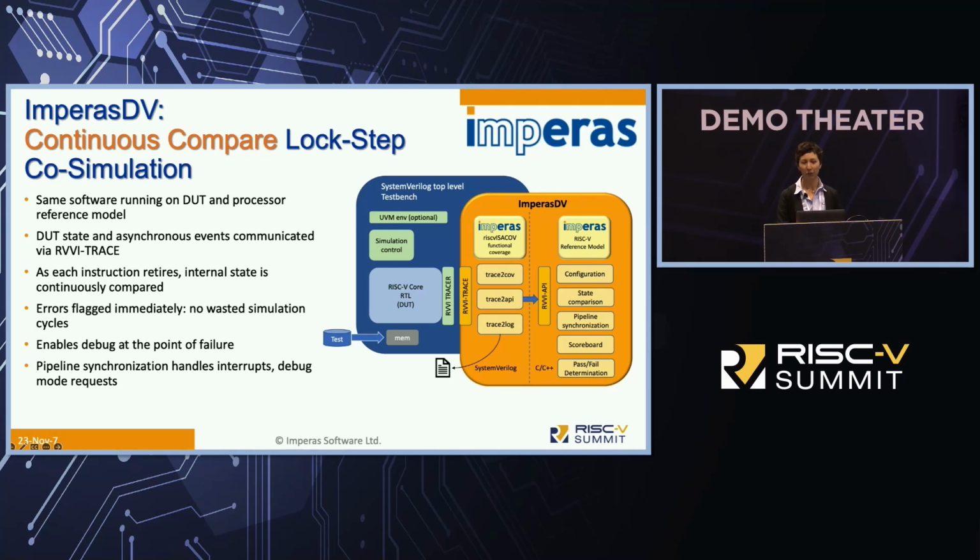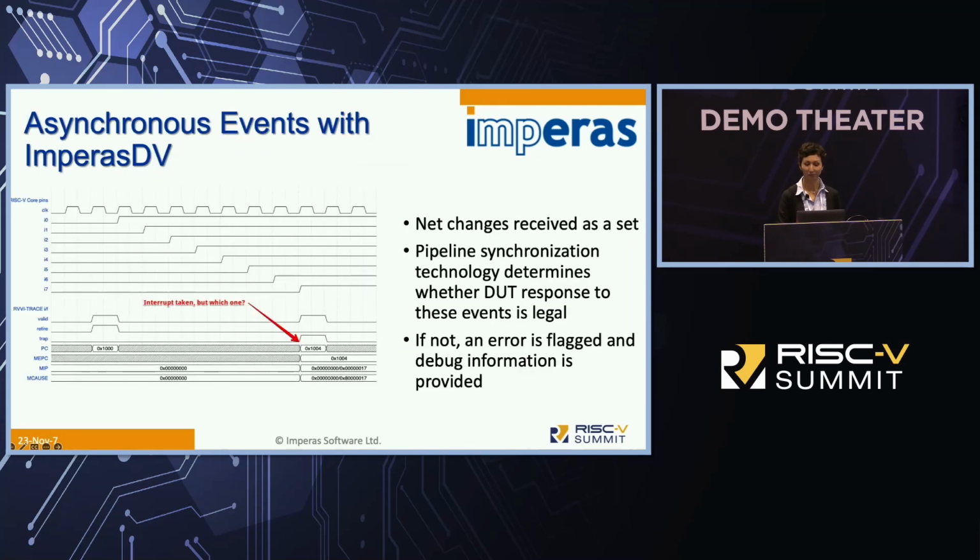And these are a frequent source of bugs in RISC-V processor RTL. Because of that, it's important to have a solution to verify them. It's a critical part of a complete verification strategy. And we'll see more about how Imperas-DV handles these events in the next slide.